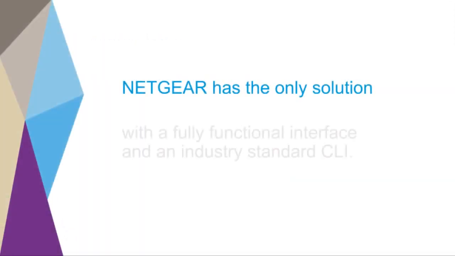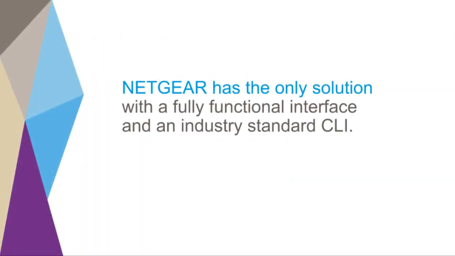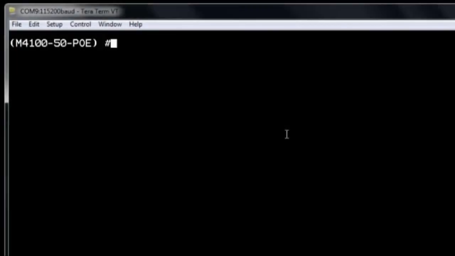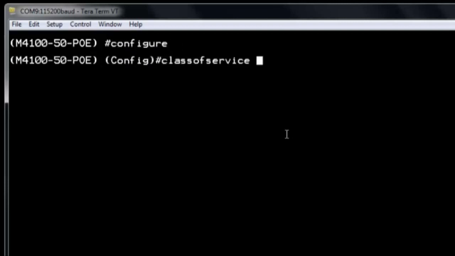Netgear has the only solution with a fully functional interface along with an industry-standard command line interface. Let's discover how to configure the switches with an example of quality of service using both CLI and GUI. Raise the VoIP traffic priority and enable the Voice VLAN feature.